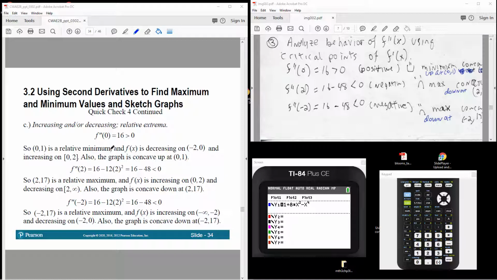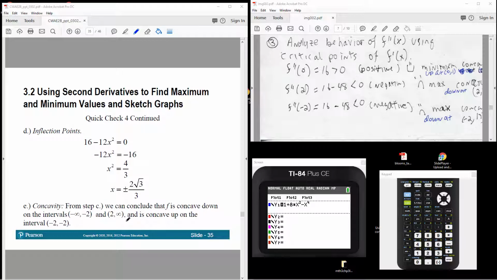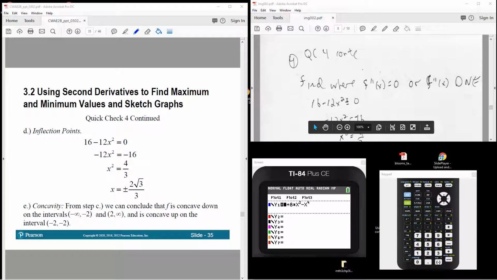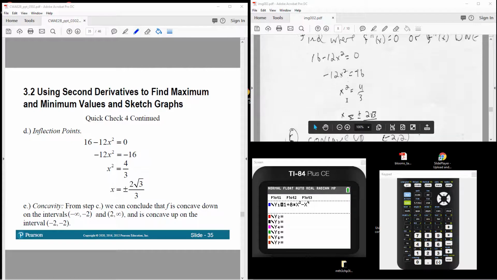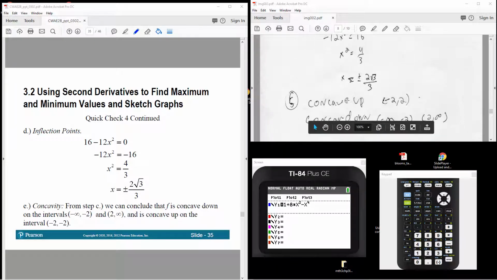So (0, 1) here is a minimum. The point at 2 is a maximum. It's a relative maximum. It's increasing there. Okay. Now it asks for inflection points, so you end up setting the second derivative equal to 0 and solving for x. Take the second derivative and set it equal to 0 and solve for x. And that gives me my points of inflection.